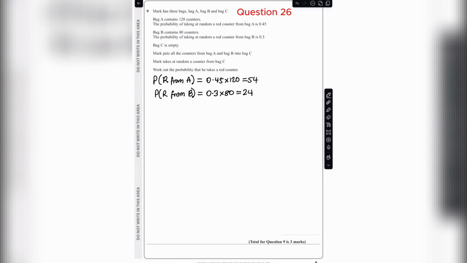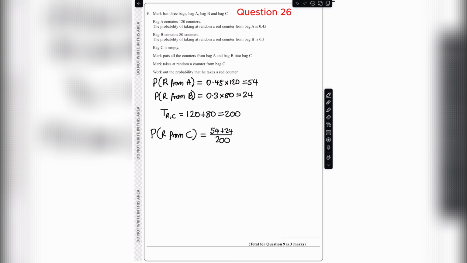And given as Mark puts all the counters from bag A and bag B into bag C, the total number of red counters in bag C can be determined by adding 120 and 80, and that gives us a value of 200. So the probability of Mark taking a red counter from bag C can simply be determined by adding the probability of him taking a red counter from bag A and from bag B, which would be a total of 54 and 24, and dividing that by the total number of red counters in bag C, which is now 200. And when you put that into your calculator, you get a final answer of 39 over 100.